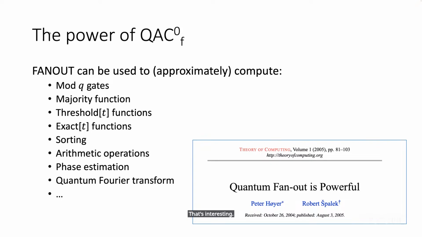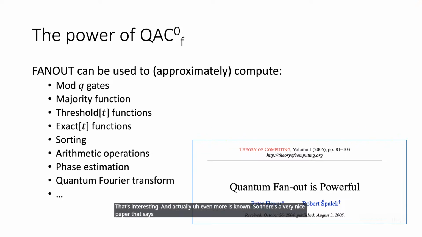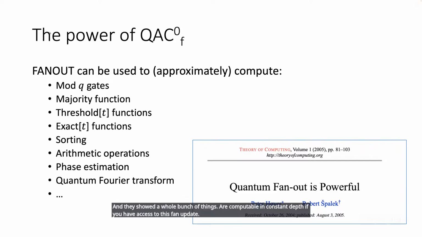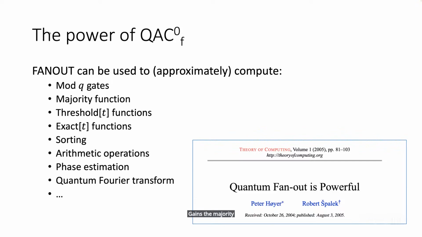And actually, even more is known. There's a very nice paper from 2005 that says quantum fan-out is powerful. They showed a whole bunch of things that are computable in constant depth if you have access to this fan-out gate: the majority function, you can perform the quantum Fourier transform, all sorts of arithmetic operations. So it's a very powerful class.